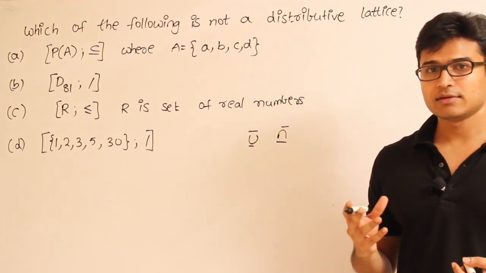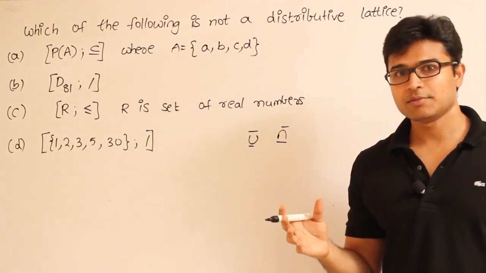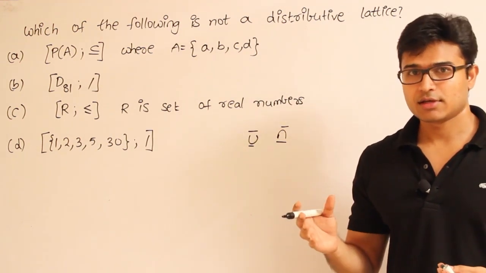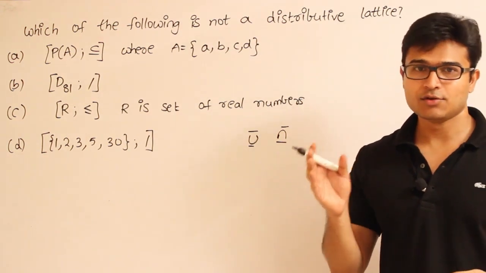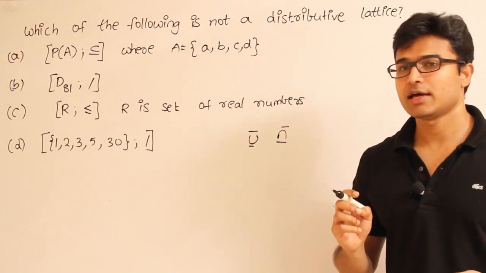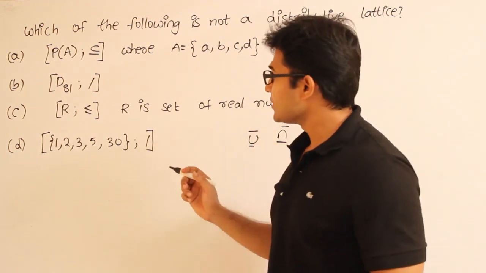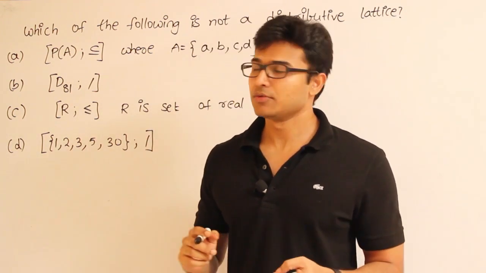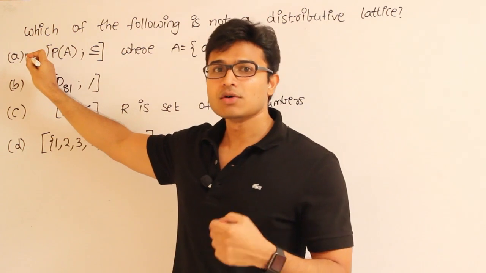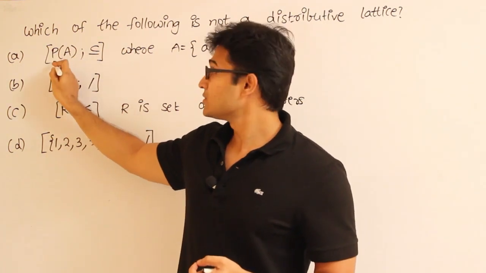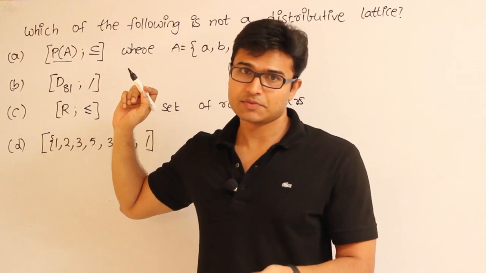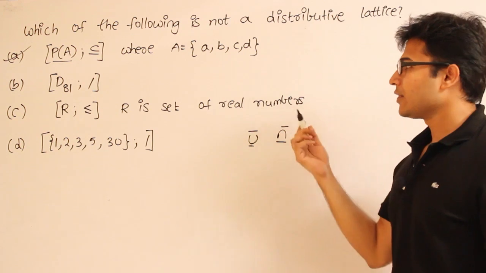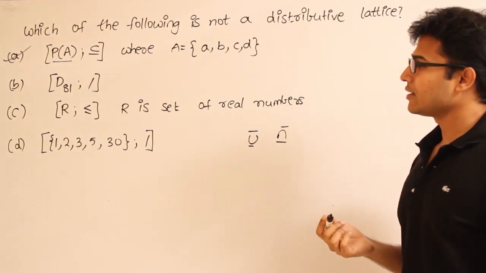So I'm not going to take the entire poset and examine it. Instead, I'm just relying on the fact that for any sets, intersection is distributive over union and union is distributive over intersection. Using that rule, I'm just solving it. So since intersection is distributive over union and union is distributive over intersection, it is distributive. The distributive law holds good on this particular poset, which is the set of all subsets. Therefore it is distributive.